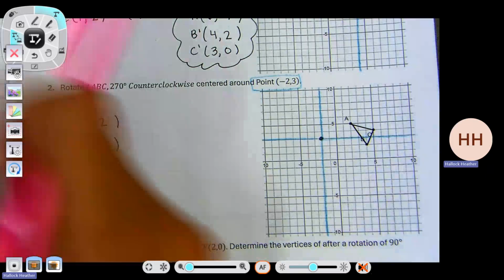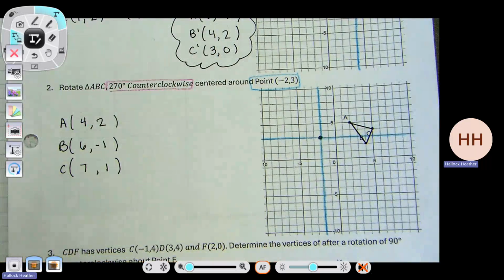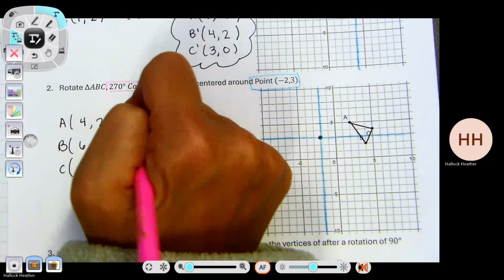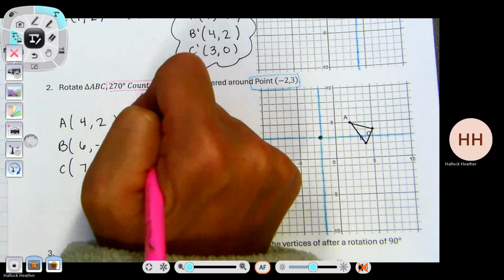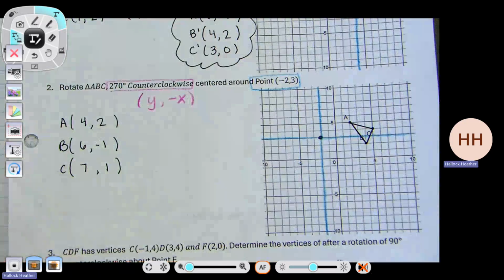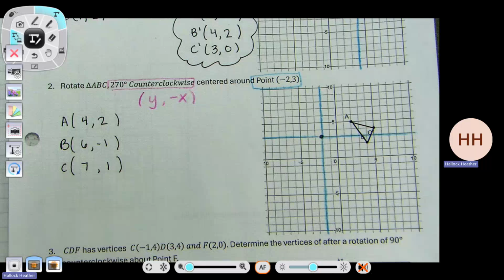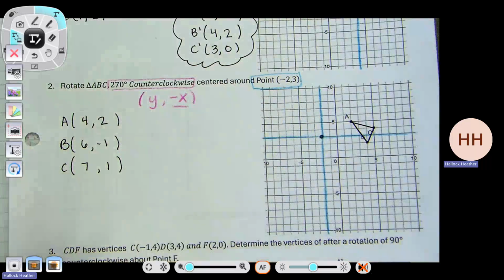So the next step is to use the 270 counterclockwise rule. So what's my rule for 270 counterclockwise? Y, negative X. So take a second. You're going to flip your points. And then the symbol in the back is going to change the sign. So you're going to flip it, change the sign in the back. Flip it, change the sign in the back.